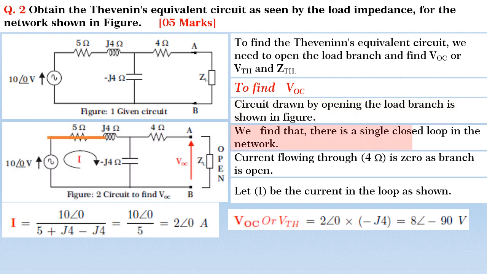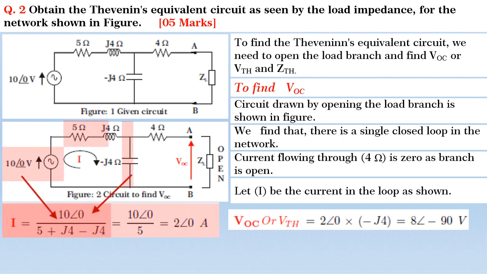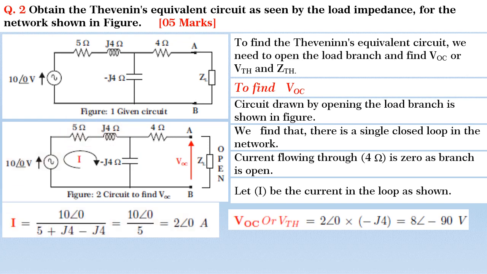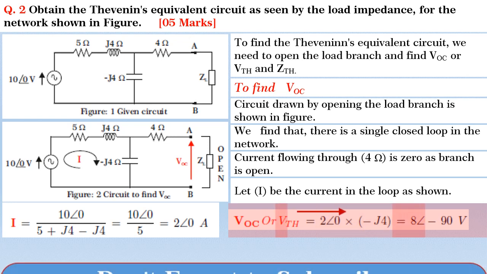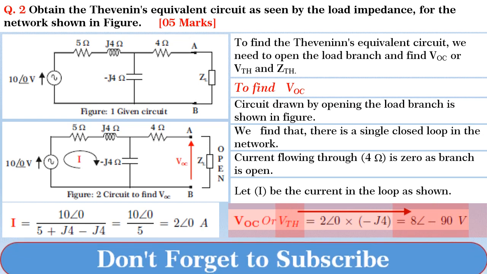We find that the circuit is transformed into a single closed loop network and current in the 4 ohm is 0 as the branch is open. Let I be the current in the loop as shown. Hence, I is equal to 10 angle 0 divided by 5 plus J4 minus J4, and we get I is equal to 2 angle 0 amperes. But VOC is the voltage across the minus J4 capacitance. Hence, VOC or VThevenin is equal to 2 angle 0 into minus J4. By solving, we get VThevenin is equal to 8 angle minus 90 volts.